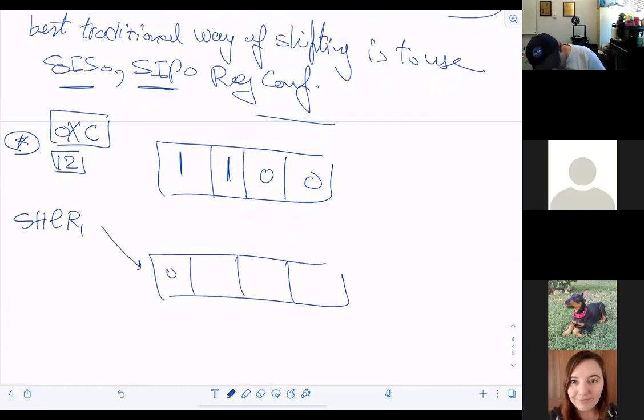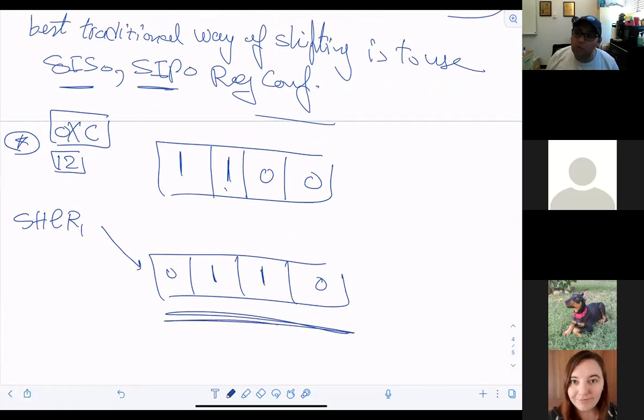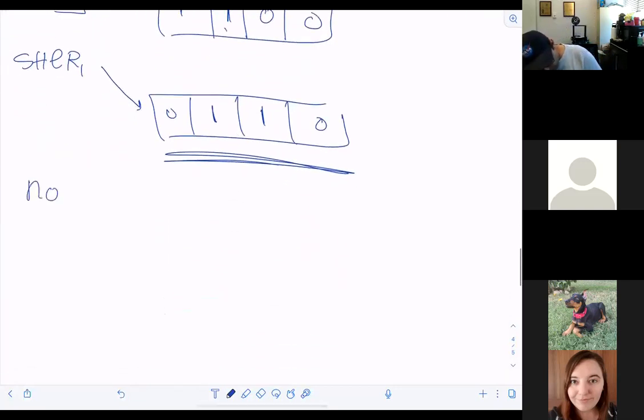Coming out, that 1 will be here, that 1 will be here, and the 0 here. So the value in front of me is what? 6. So what does it mean? Shifting right is dividing by 2 without rounding. That's right.